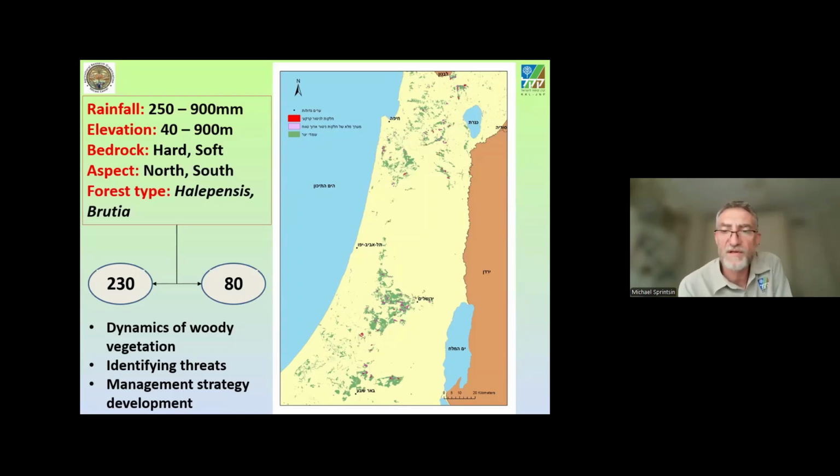From these 230, we extracted 80 permanent plots that we put on the ground and decided that these will be for field campaigns. Those campaigns are repeated every 5 to 7 years, or should be repeated every 5 to 7 years, and we already have 2. However, the entire population of 230 is monitored constantly for NDVI change and dynamics using Landsat imagery.